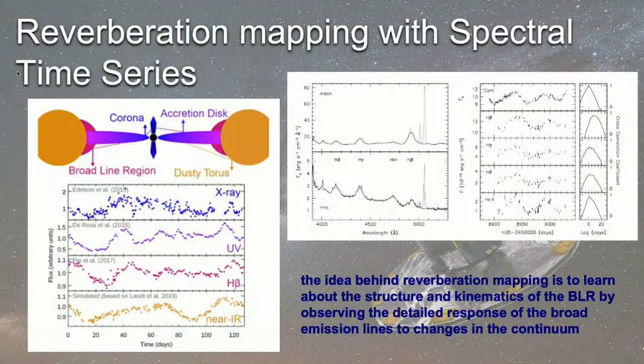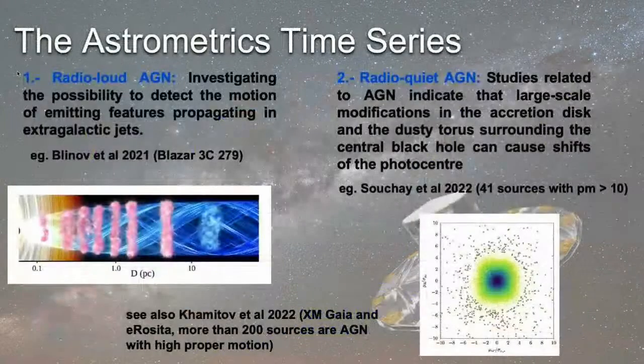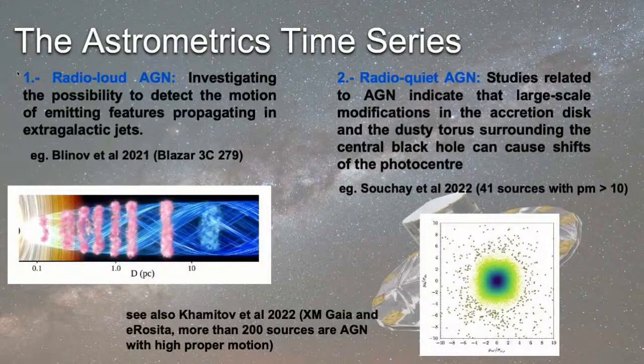Before, we could do reverberation mapping with this spectra, and with the astrometric time series, we investigate two scenarios. In the first case, the radio-loud AGN, we investigate the possibility to detect the motion of the emitting feature propagating in the galactic jets. For example, there are examples of et al. 2021. In the second scenario, the radio-quiet AGN, studies relative to AGN indicate that large-scale modifications in the accretion disk and the dust surrounding the central black hole can cause shifts in the photocenter. This example is Souchay et al. 2022. They obtained 41 sources with proper motion bigger than 10.